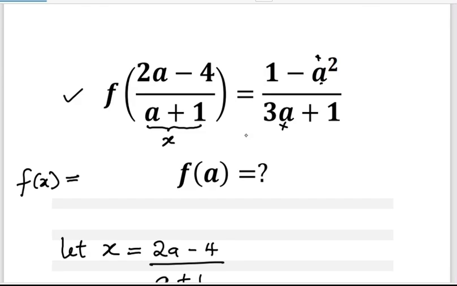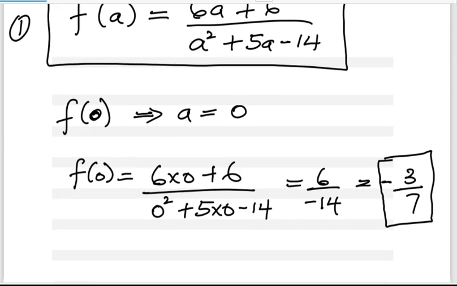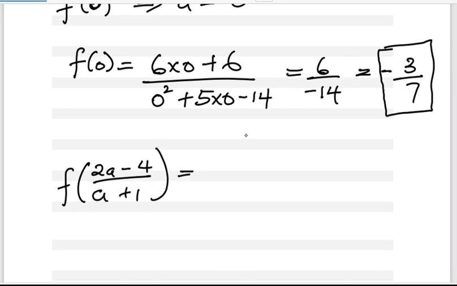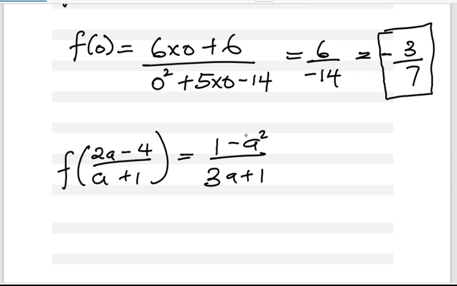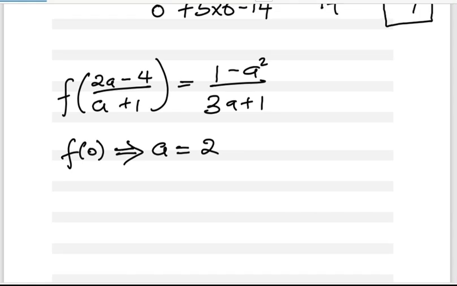Next, we're going to use the original function to find f of 0. Let me just rewrite the problem. So this is the initial problem. To find f of 0 here, for this to be 0, a has to be equal to 2, because if a is 2, this will be 2 times 2 is 4, 4 minus 4 is 0. So if a is 2, we have that this will be f of 0.